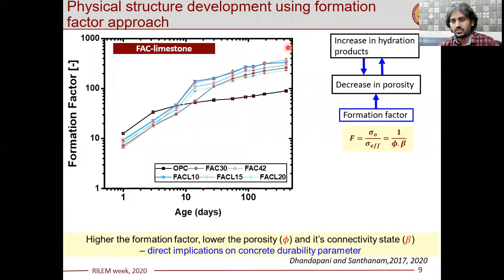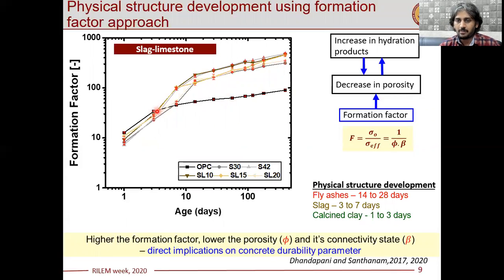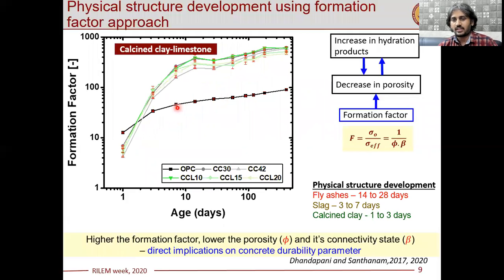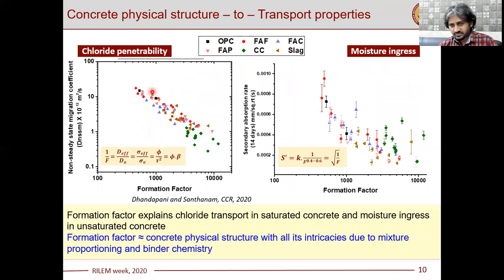When you move to systems which have a higher amount of reactive alumina and carboaluminate formation, you can see a major shift in the initial few days, even up to 14 days, post which it follows similar kinetics of formation factor development like binary systems. The slags continue to evolve rapidly between 3 to 7 days, and calcined clay evolves much more rapidly between 1 to 3 days, where there is a major rise in formation factor for both binary as well as ternary systems.